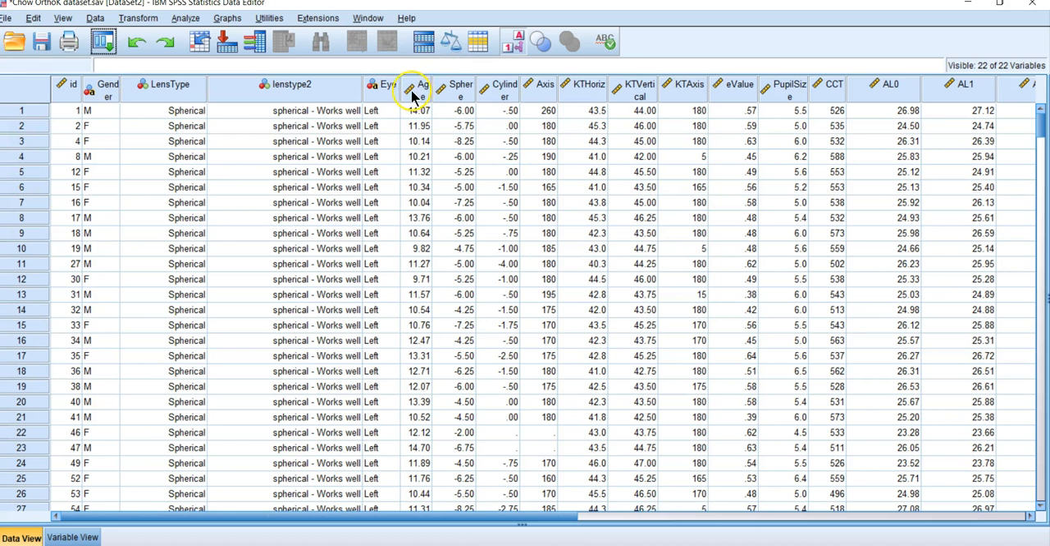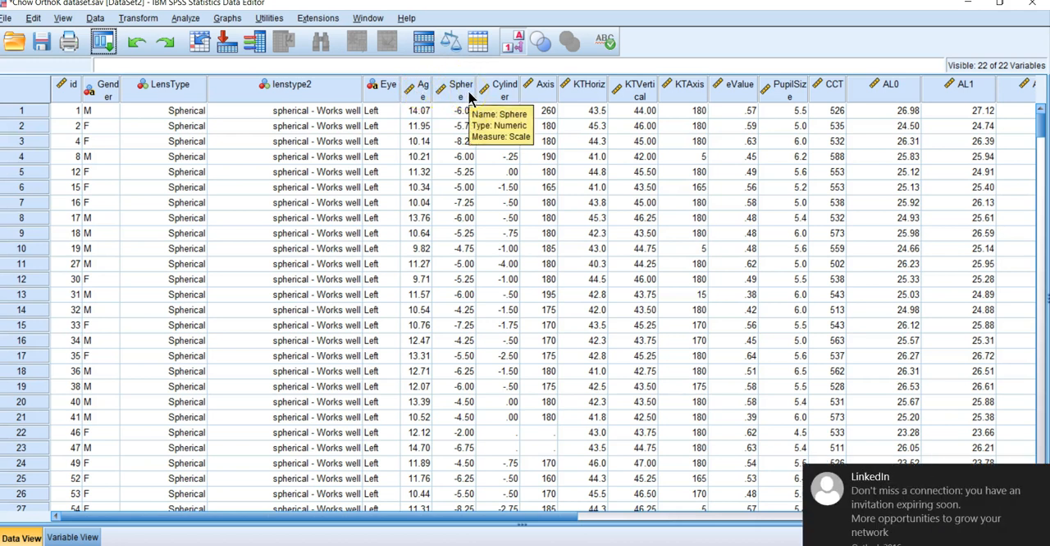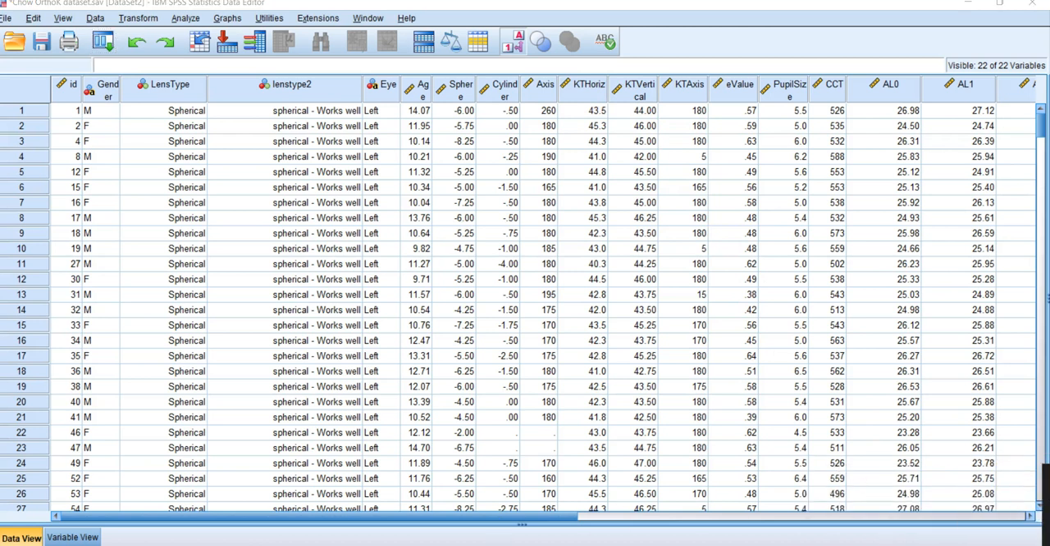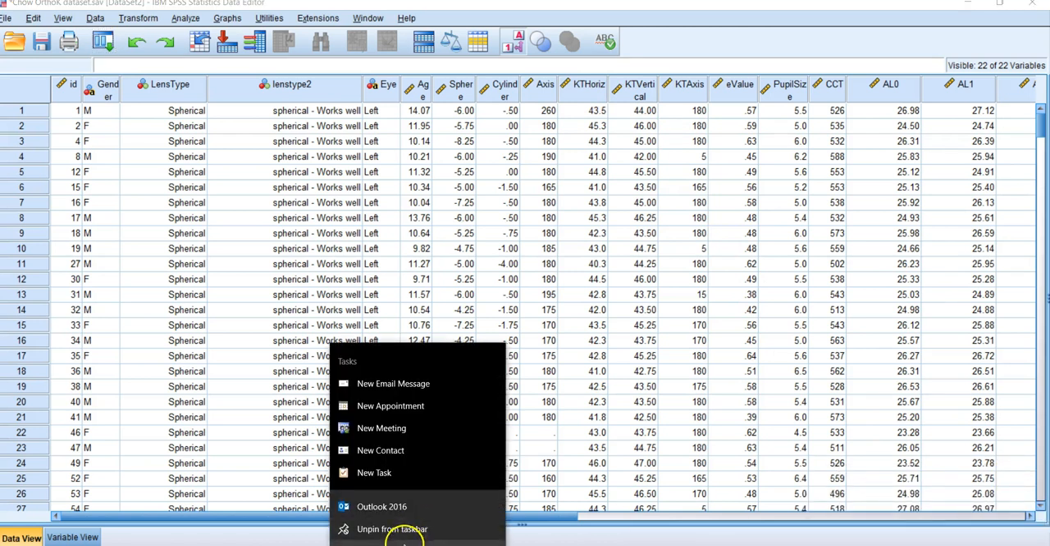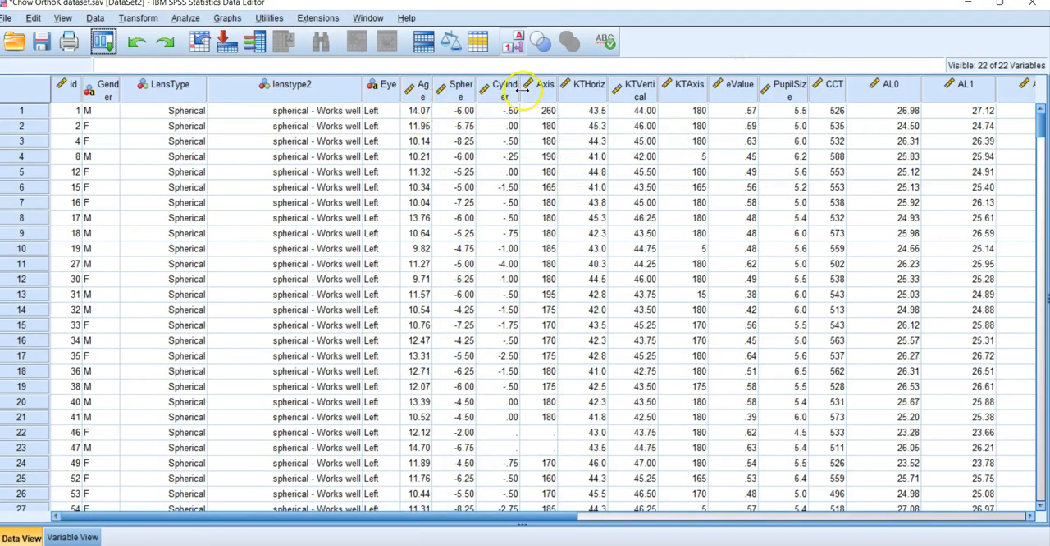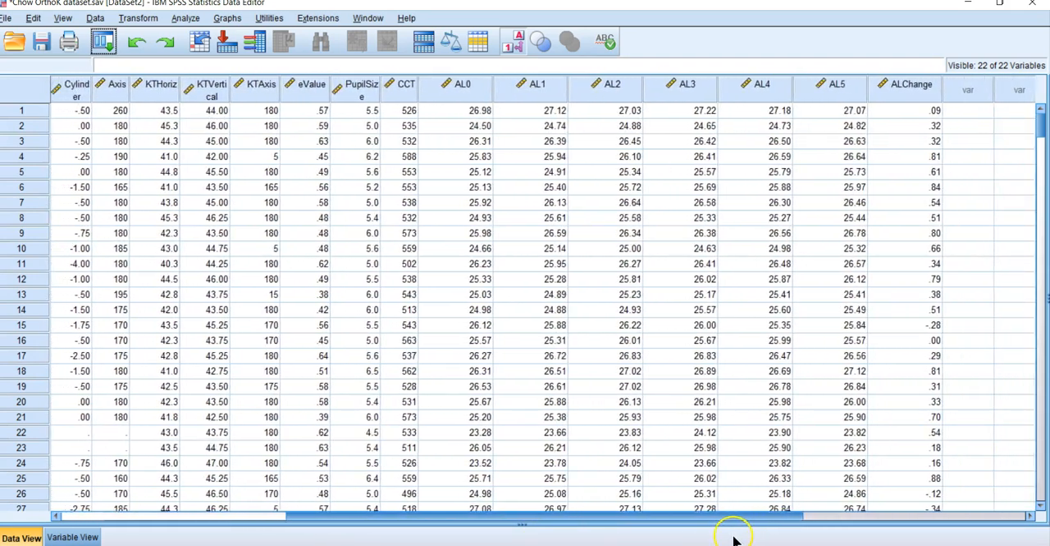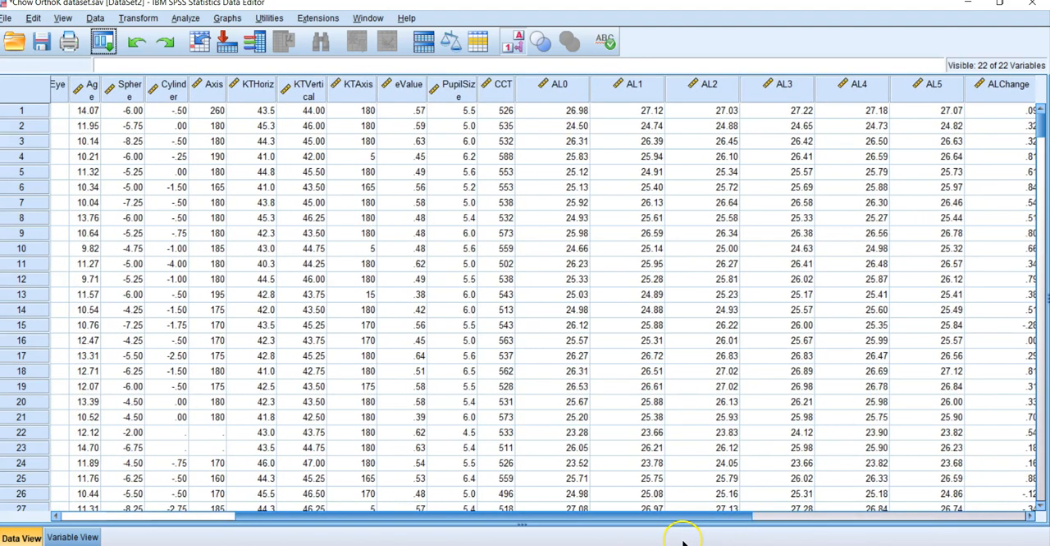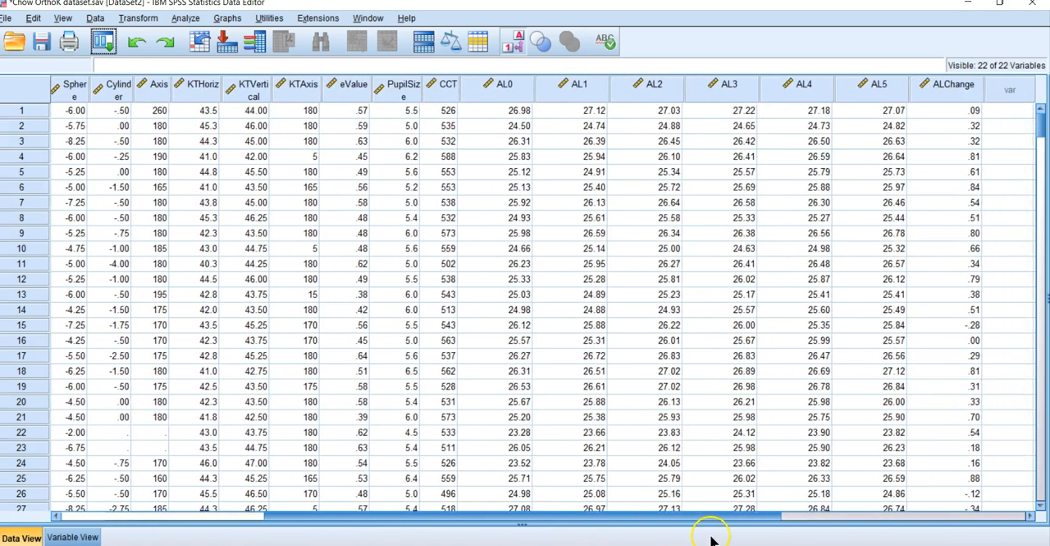At baseline, we looked at age, sphere, cylinder, axis, the horizontal keratometry, the vertical keratometry, the axis, the eccentricity, the pupil size, the central corneal thickness, and... I don't know what happened to HVID. Did I miss that one? Oh dear, must have deleted it somewhere.